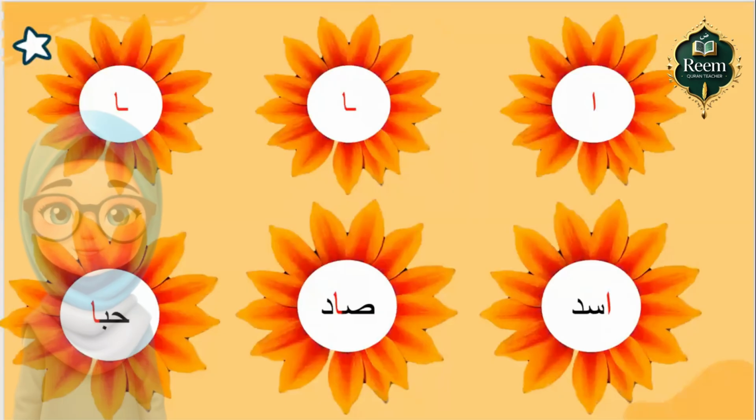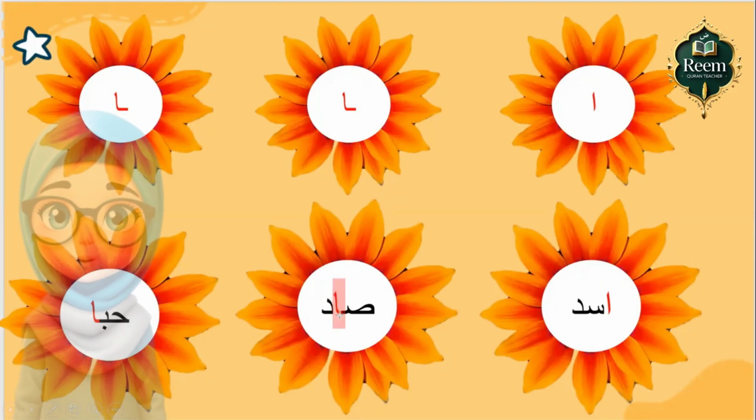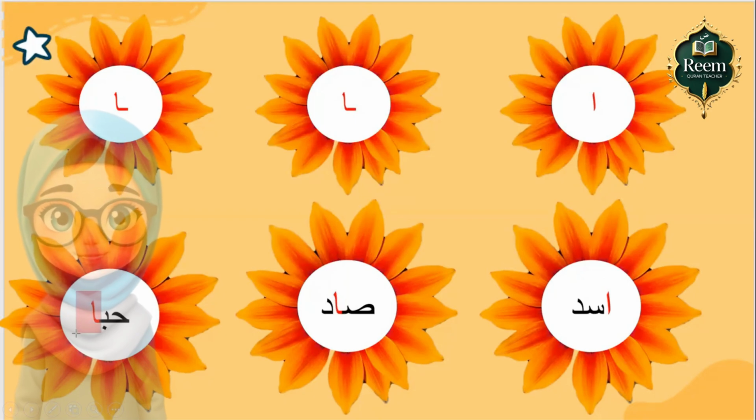Let's see the examples. Here is Alif at the beginning of the word. It's separated and doesn't connect with the following letter. Here is Alif in the middle of the word. It's connected to the previous letter, which is Sad, but it doesn't connect to the following letter. Here is Alif at the end of the word. It's connected to the previous letter, which is Ba.